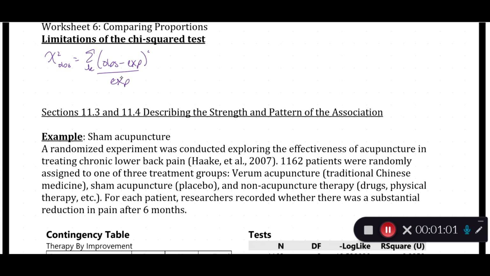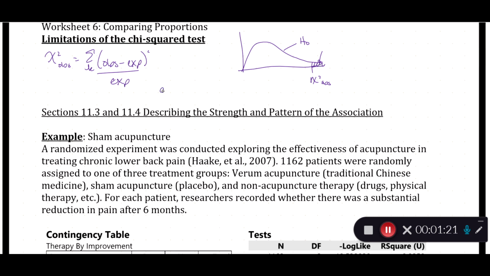And so once we get our chi-squared test statistic, we then get our p-value based on the assumption that the null hypothesis is true. We plot our chi-squared observed, and our p-value is everything that is more extreme. But here are some things to note.